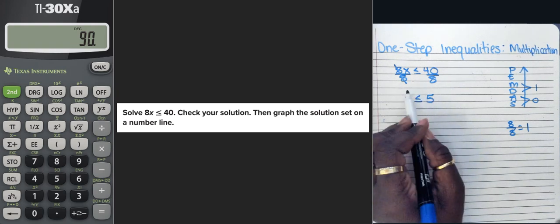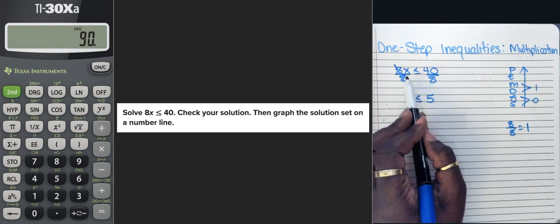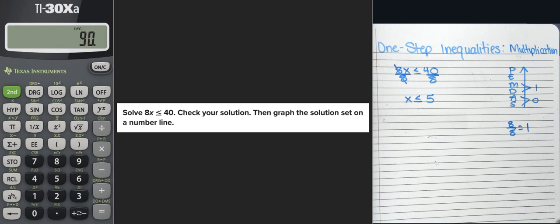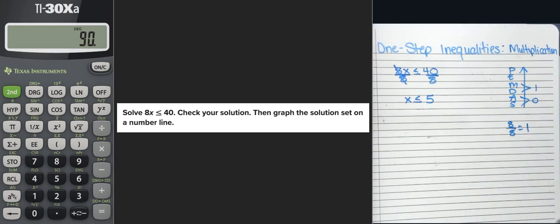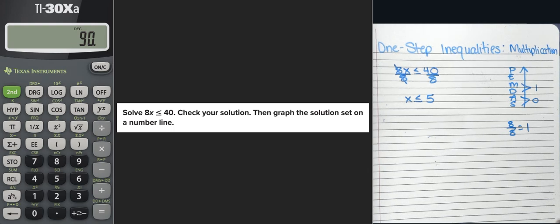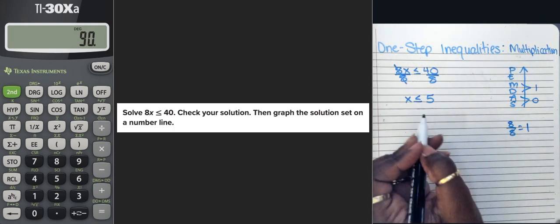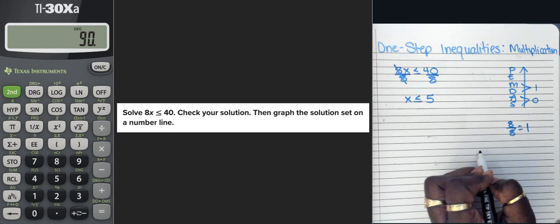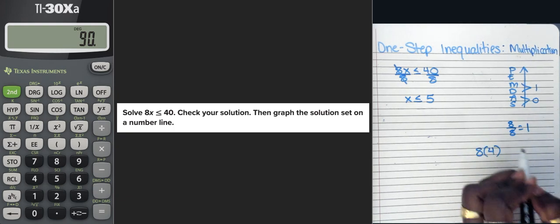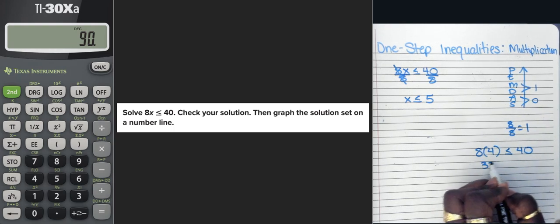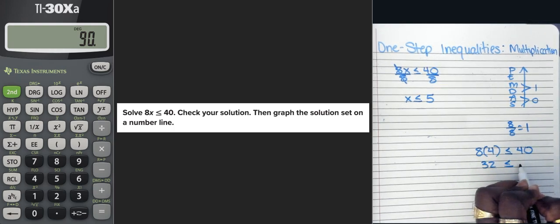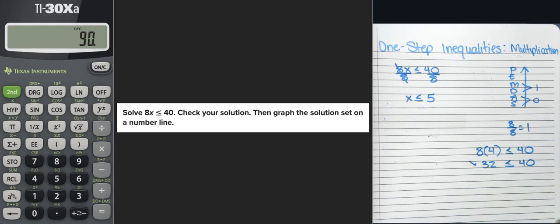Now we can check our solution. Let's see if this is a true solution. It says x is less than or equal to 5. So let me think, x has to be less than or equal to 5. Well, what if I make x 4, right? So 8 times 4, is that less than or equal to 40? Well, 8 times 4 is 32, and that is less than or equal to 40. So this is a true statement.